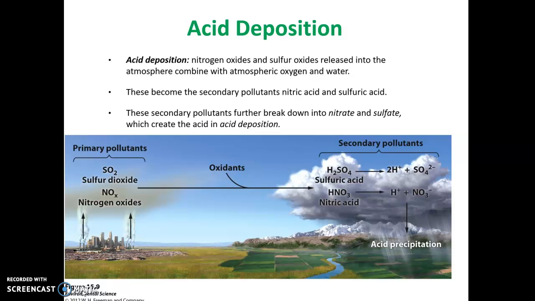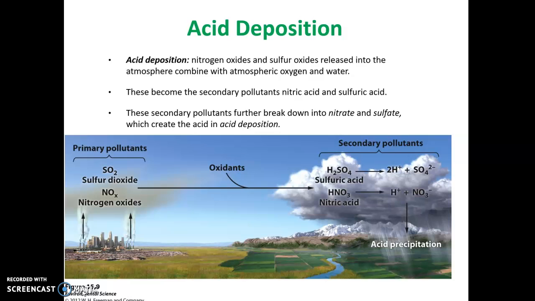So in acid deposition, nitrogen oxides and sulfur oxides are released into the atmosphere, and they combine with atmospheric oxygen and water. These become two secondary pollutants. One is called nitric acid and the other is sulfuric acid. Then these secondary pollutants break down further into nitrate and sulfate, which create the acid in acid deposition.